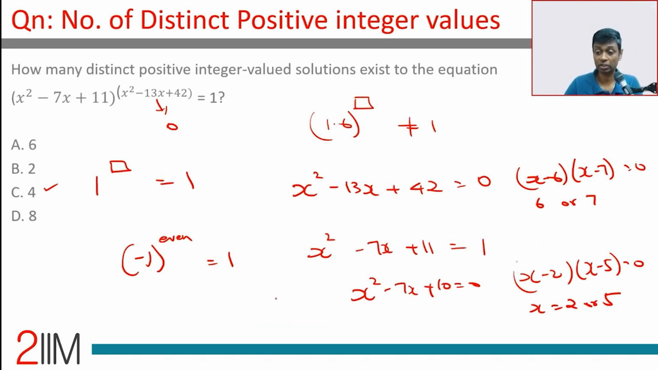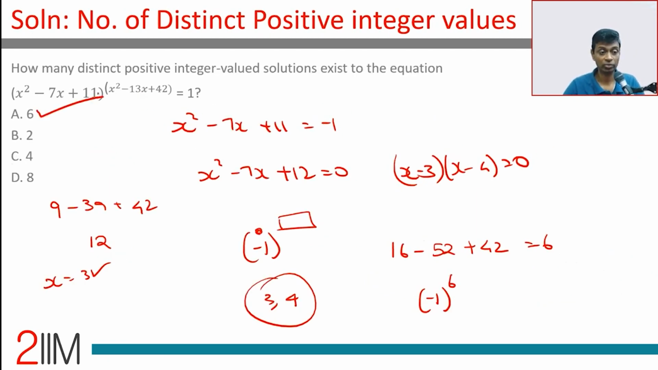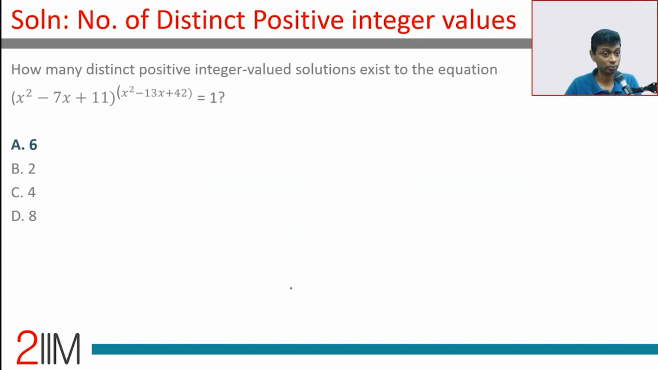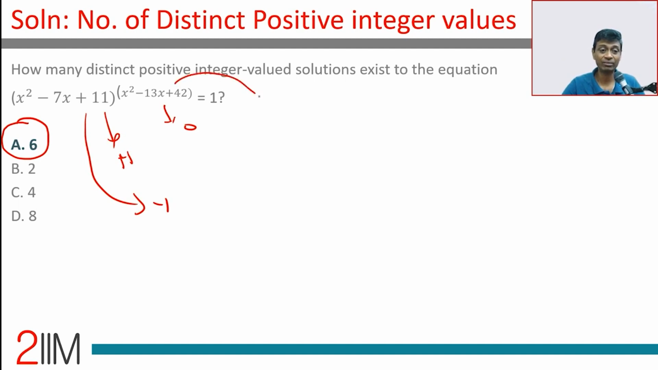So 2 and 5 could work, 6 and 7 could work, 3 and 4 could work, so there are 6 possible values. I missed this one and I got 4 because I completely forgot the minus 1 power even thing. So beautiful question. You have to worry about this going to 0, this going to plus 1, this going to minus 1 in the time when this is an even number.